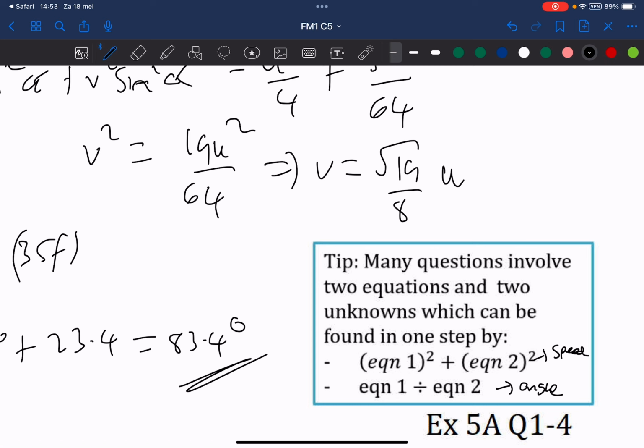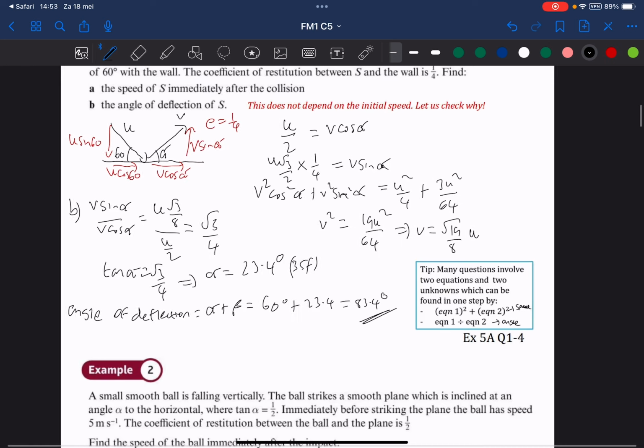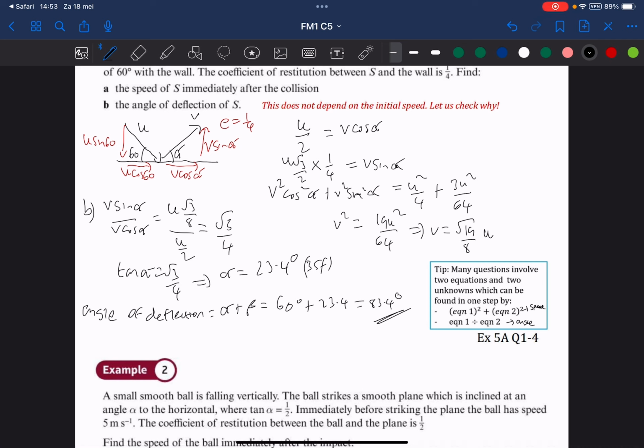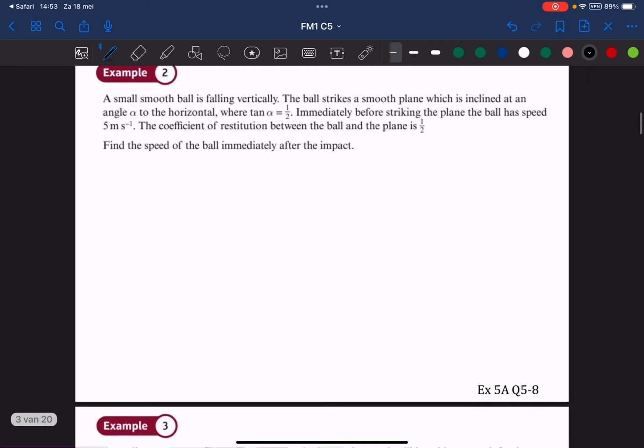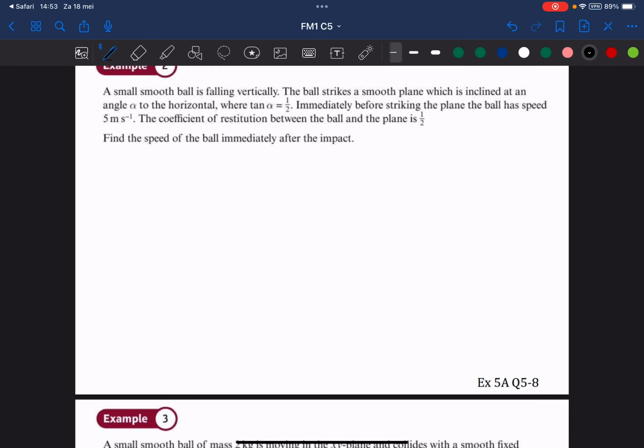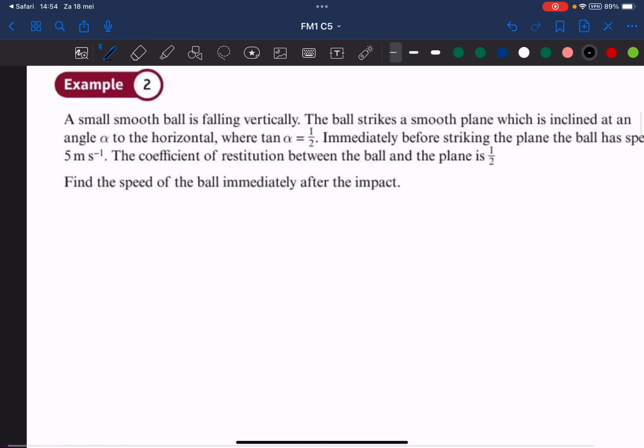Okay? So, as we were saying, at this point in time, it might be good to have a go at questions 1 to 4 in exercise 5A, just to get you some practice with this sort of thing before we look at example 2, which is a bit more complicated because we've just got it on a slope. That's the only difference that we've got with this problem. And then we will leave you to it, and in the next video, we're going to stretch this idea a bit more. So, let's have a look at example 2.